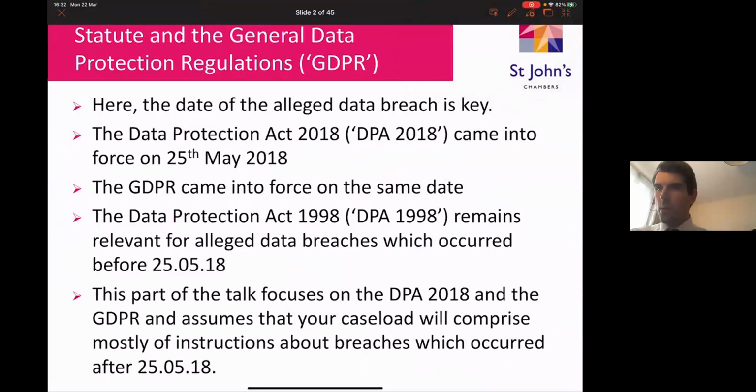First, the two key parts of the data protection framework. Those are the Data Protection Act 2018 and the GDPR. And date is important as a starting point. That date is the 25th of May 2018. That's the date on which both pieces of legislation came into force. Our talk focuses on the 2018 Data Protection Act and assumes that your caseload will comprise mostly of instructions about breaches which occurred after the 25th of May of 2018, and so not the old regime under the Data Protection Act 1998.